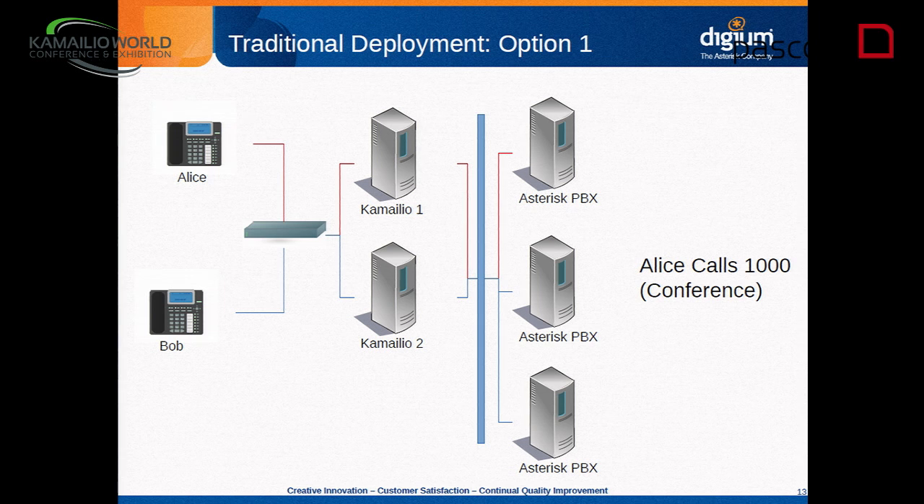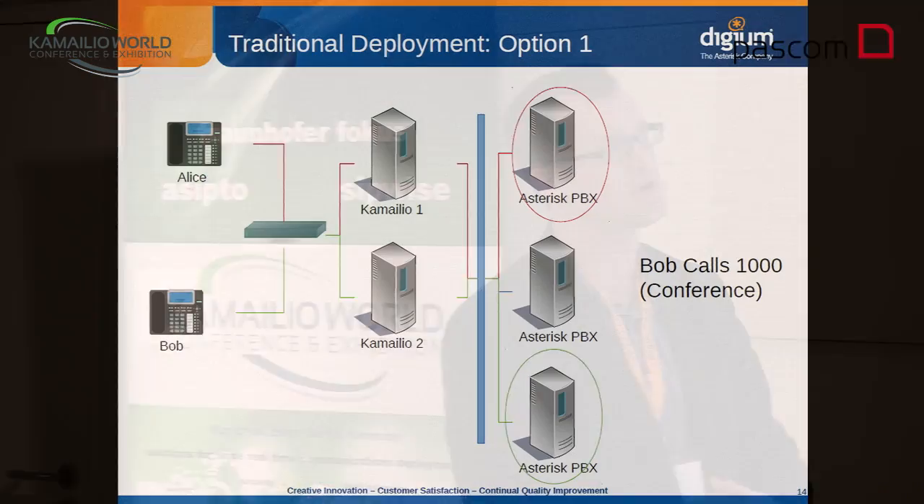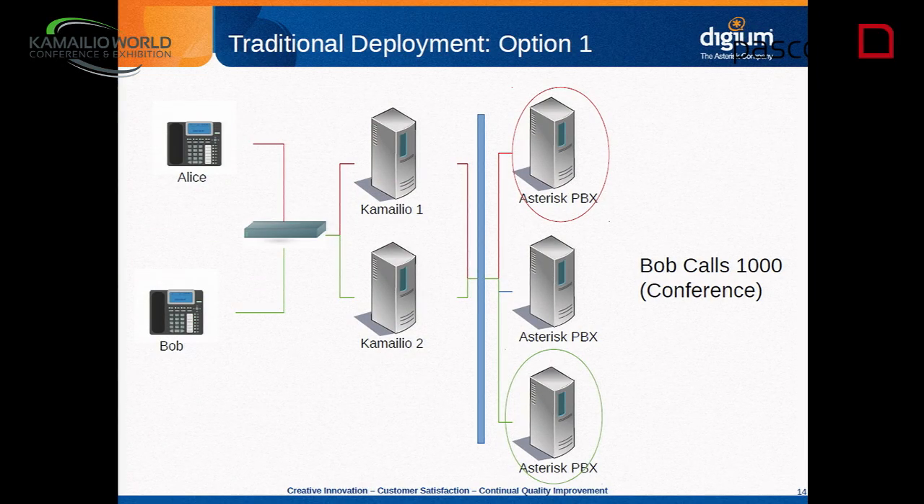So let's say Alice tries to dial into her conference, and so she dials 1000, and Kamailio detects that top Asterisk PBX has the least load, so it routes the call over there. And then Bob calls in, and Bob works with Alice, and Bob also calls. Well, there's already a call on that top Asterisk PBX, so Kamailio does the right thing and sends it to an Asterisk PBX that doesn't have a call on it. And now we have a problem, because Alice and Bob are on 2 different servers, and they're supposed to be talking to each other. They're supposed to be in the exact same conference. So that doesn't work very well.